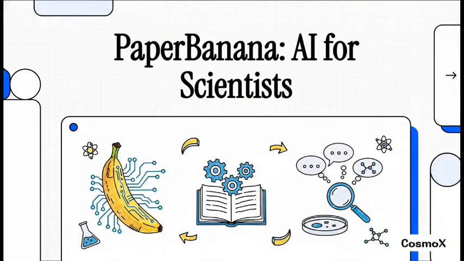All right, today we're diving into a fascinating new AI from Google and Peking University. It's called Paper Banana, and honestly, it's designed to tackle this hidden challenge that pretty much every scientist on the planet faces.